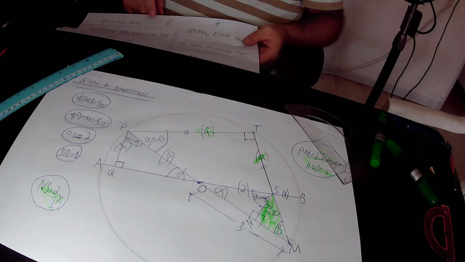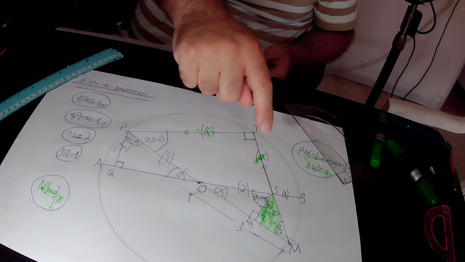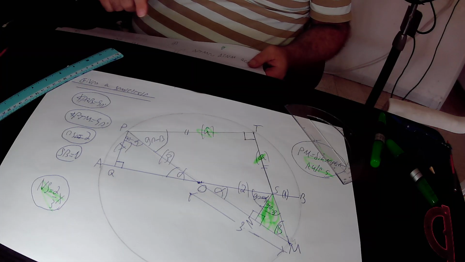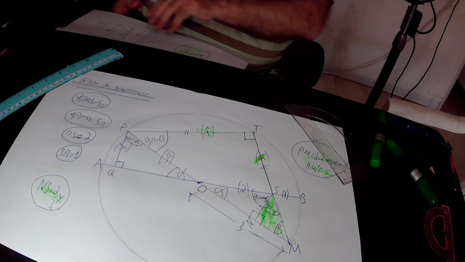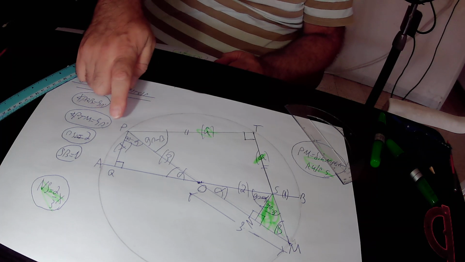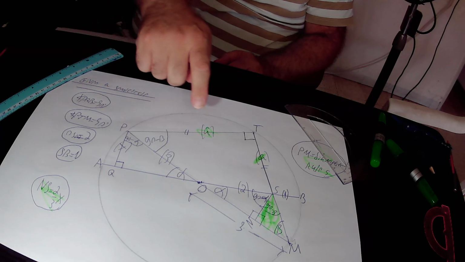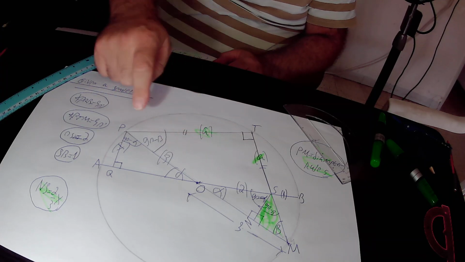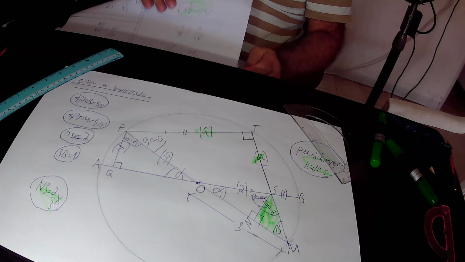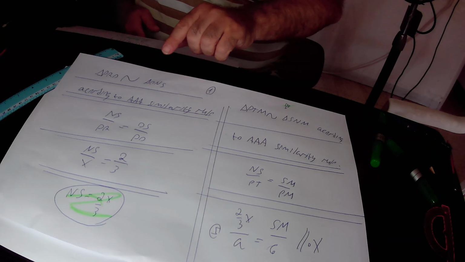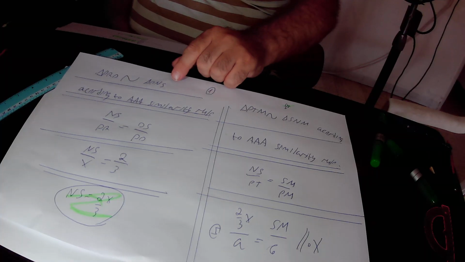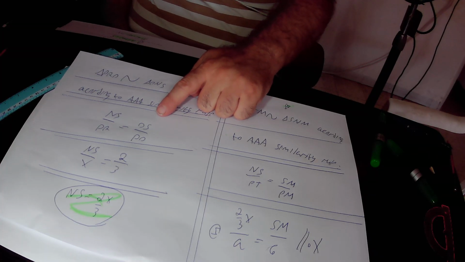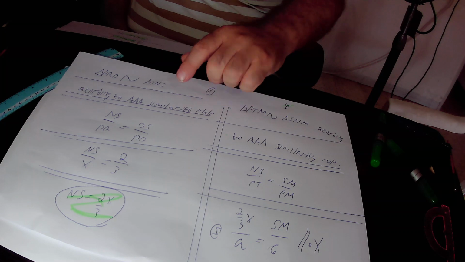We derive that side NS of the lower right triangle ONS over side PQ of the upper right triangle PQO is equal to side OS of the lower right triangle ONS over side PO of the upper right triangle PQO.